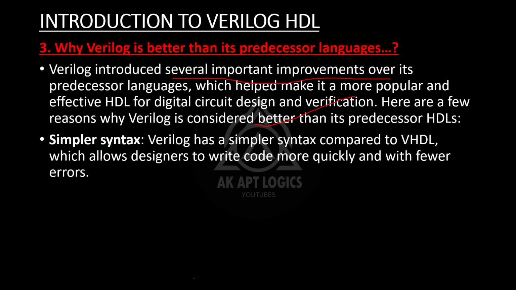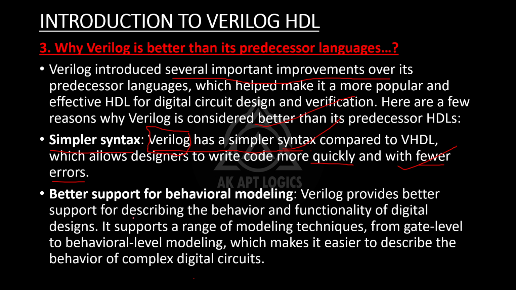Simple syntax: compared to VHDL, Verilog has simpler syntax, which allows designers to write code more quickly with fewer errors. VHDL is more descriptive, in the sense that we have to describe more things about our design. But in Verilog, we shouldn't need to describe more details. We can write using simple syntax and few lines of code. So this makes Verilog better than VHDL.